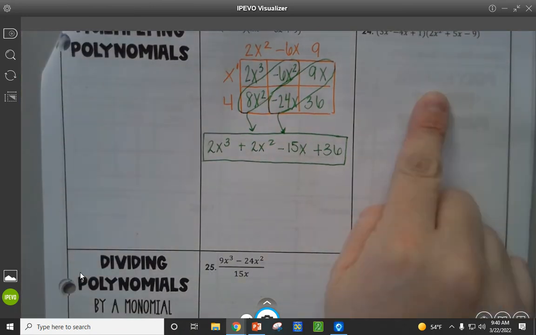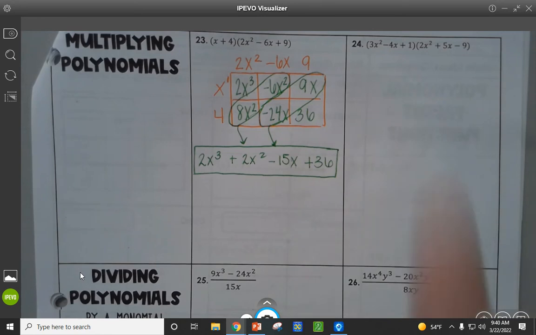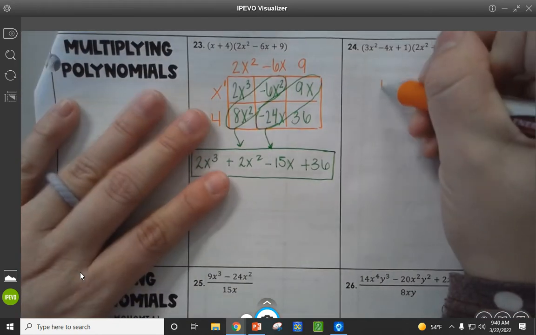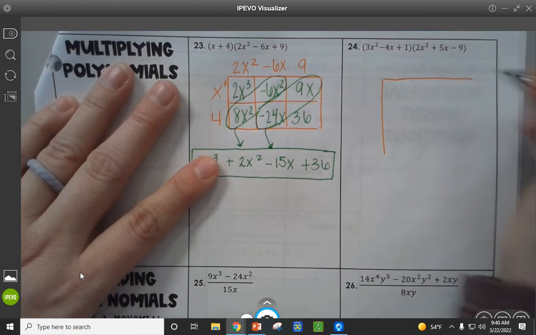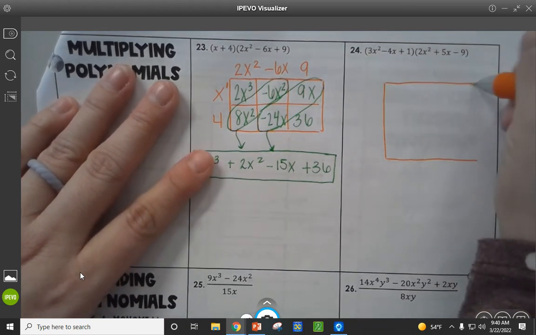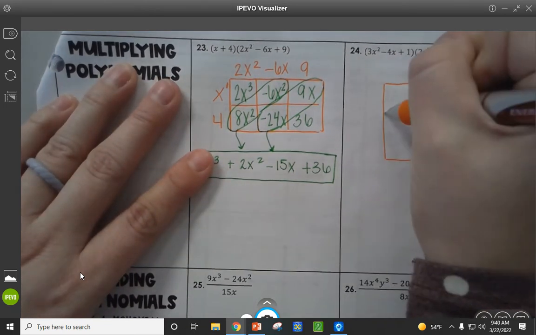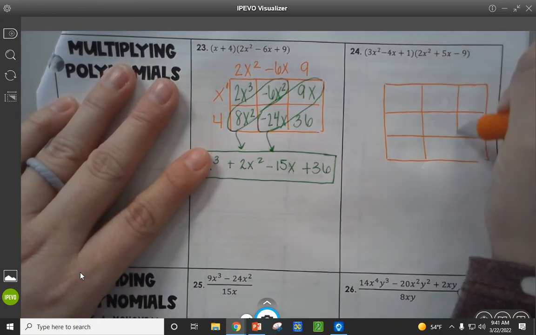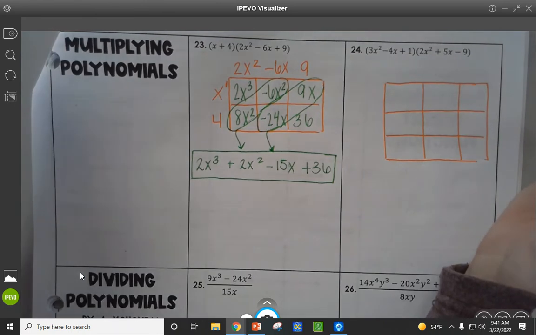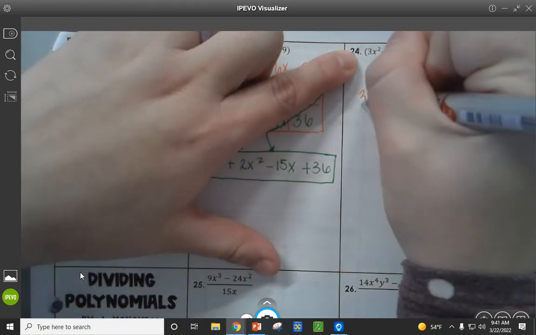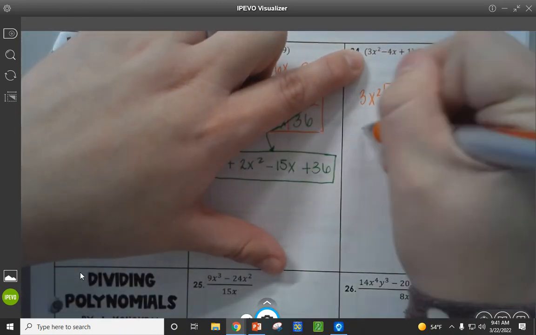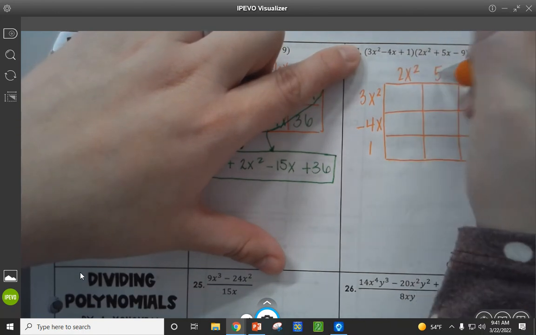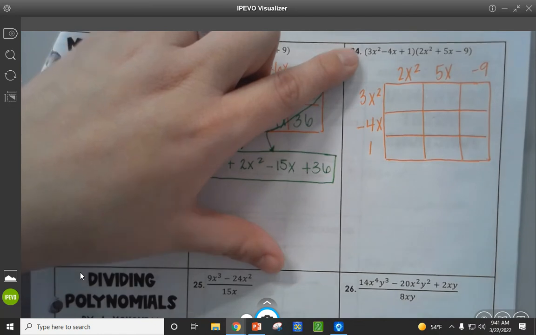All right, what size box am I going to have on number 24? A 3 by 3. Yep. So it doesn't really get harder. There's just more of the same stuff, really. Just takes longer. It doesn't really matter which one you put on the top and the bottom. 3x squared, or the top and the side, minus 4x, 1, 2x squared, 5x, negative 9.